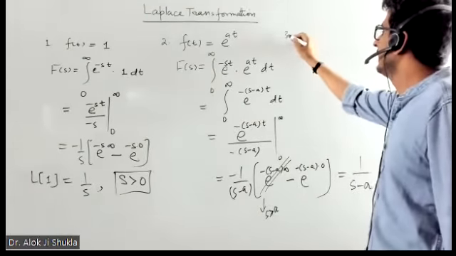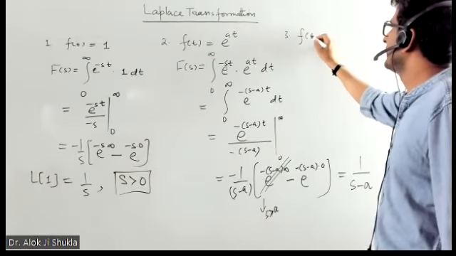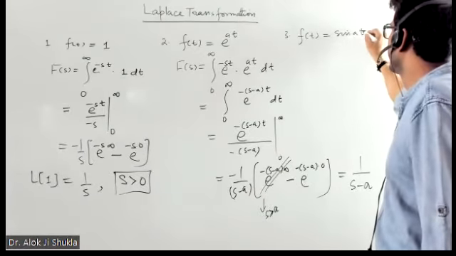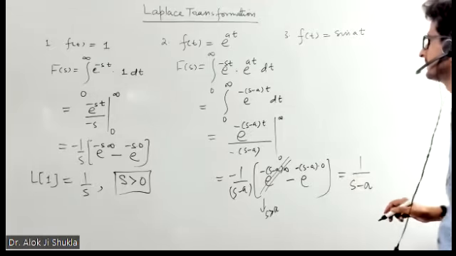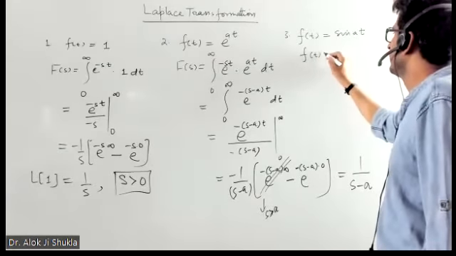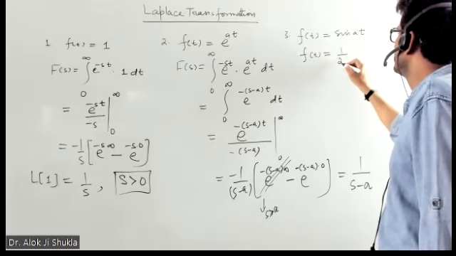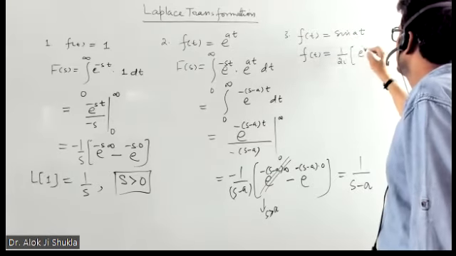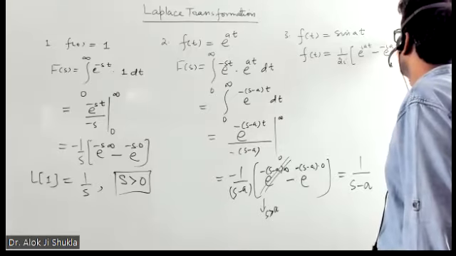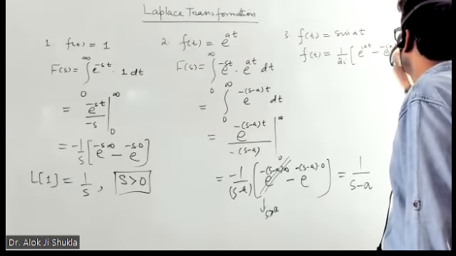अब मान लो थर्ड है कि मुझे लिखना पड़ जाए f(t) is equal to sin(at). ध्यान से देखना इसका लैप्लास. तो मैं लिख लूंगा f(t) is equal to 1 by 2i, e to the power iat minus e to the power minus iat. Yes or no?